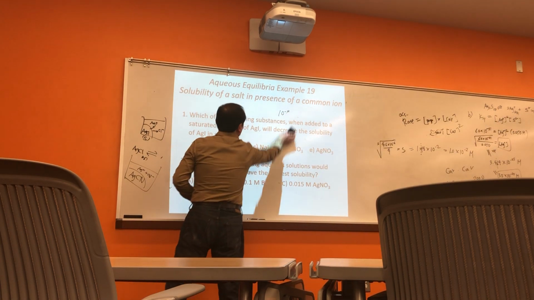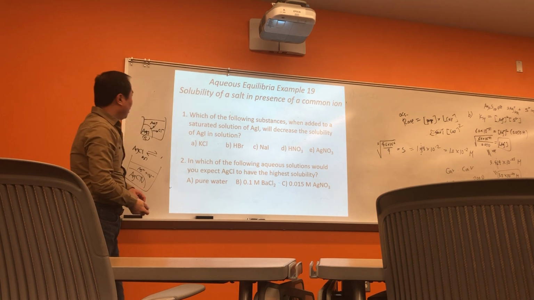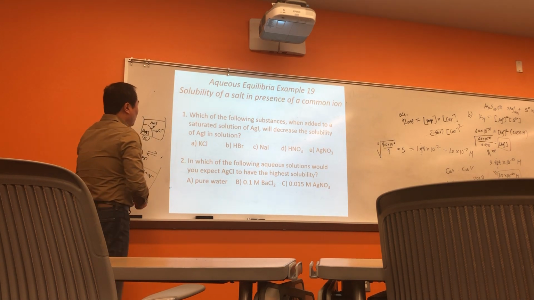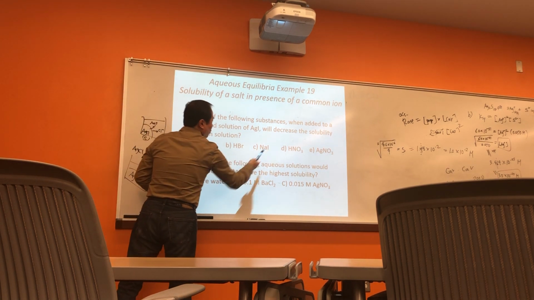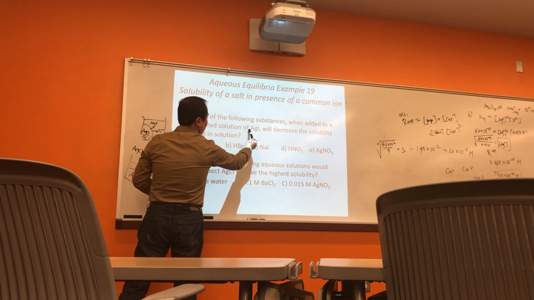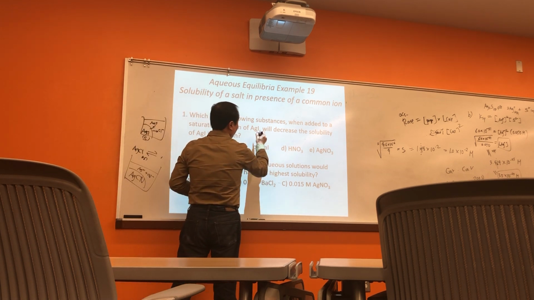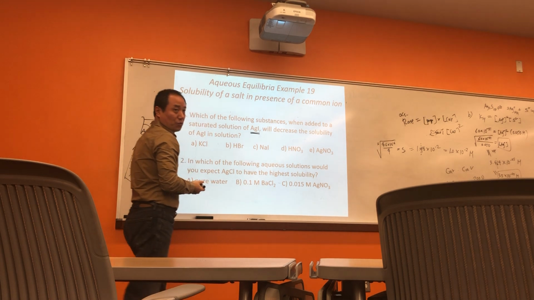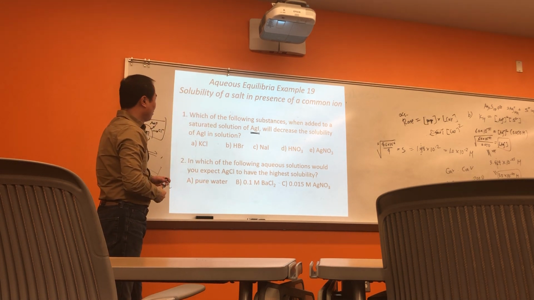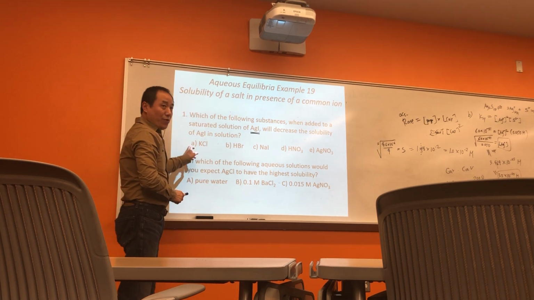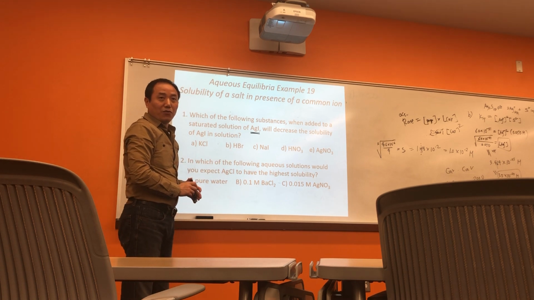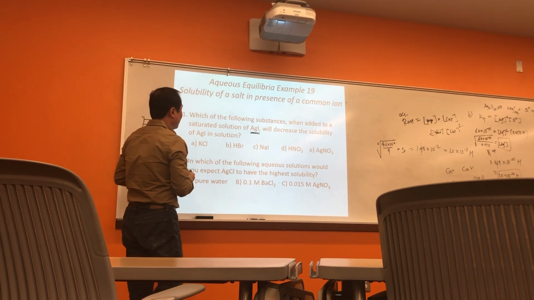So in which salt will make solubility decrease then? So you have AgI in solution, silver iodide solution, which will make solubility decrease.